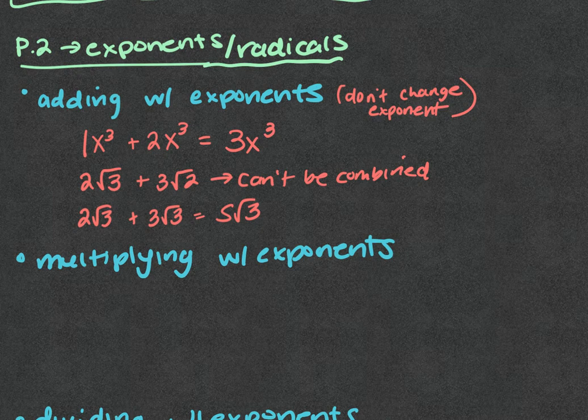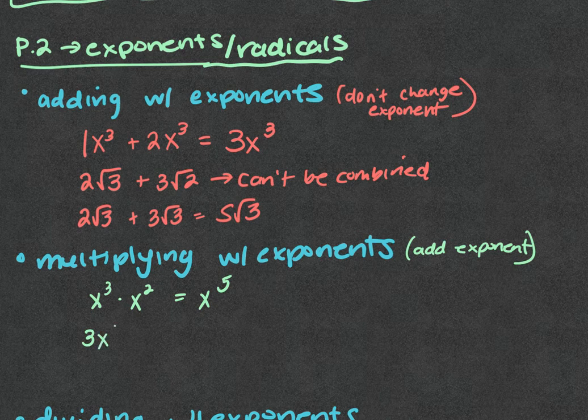Then we got into multiplying with exponents and radicals, okay? When you're multiplying with the exponent, you add the exponent. So if it said x to the third times x to the second, this becomes x to the fifth. We add the exponents. If it's got a coefficient like 3x to the third times 2x to the fourth, we'd multiply what's on the outside. So this would be 6. And then you add the exponents on the base. We'll get back to multiplying radicals because the rules are a little different.